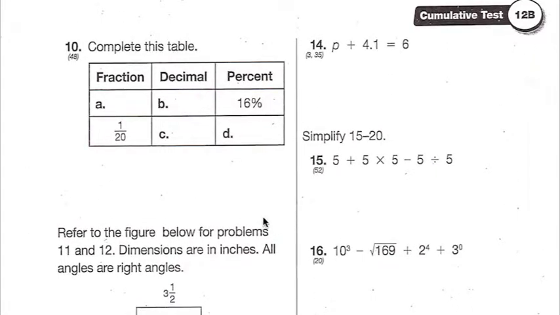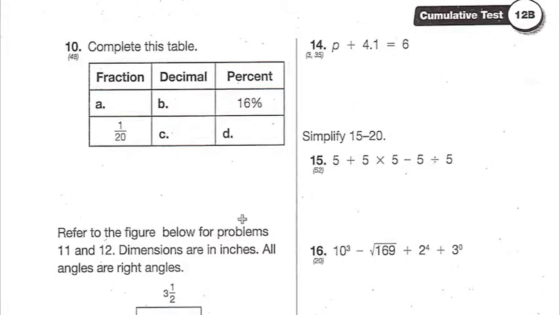Wow, maybe not. 6 equals 4.1 plus p. So really what I'm doing is I'm just working backwards here. 6 minus 4.1 is going to equal p. So if you just subtract it out, work through the math, pause it, work through it, you should get an answer of 1.9.